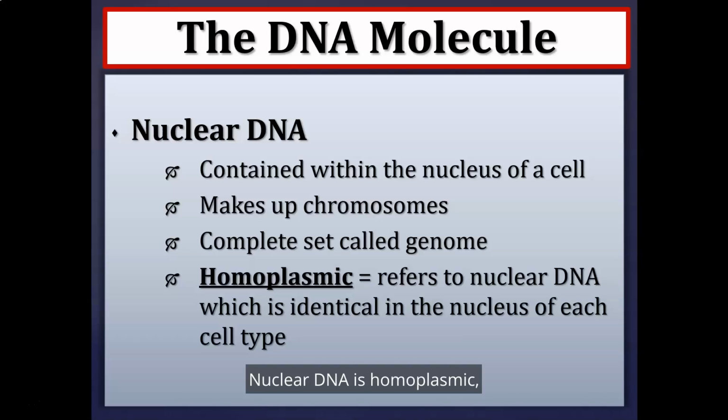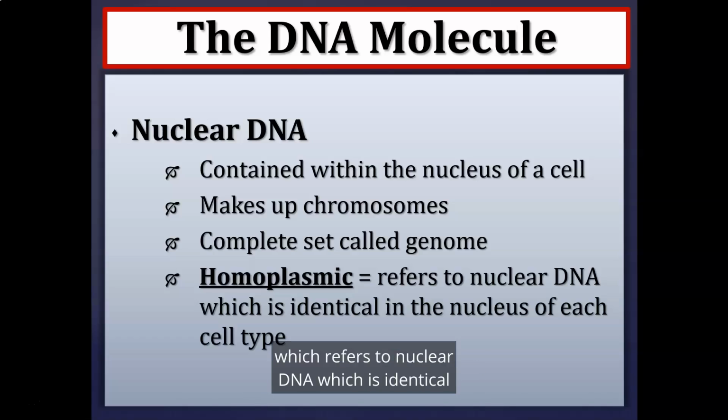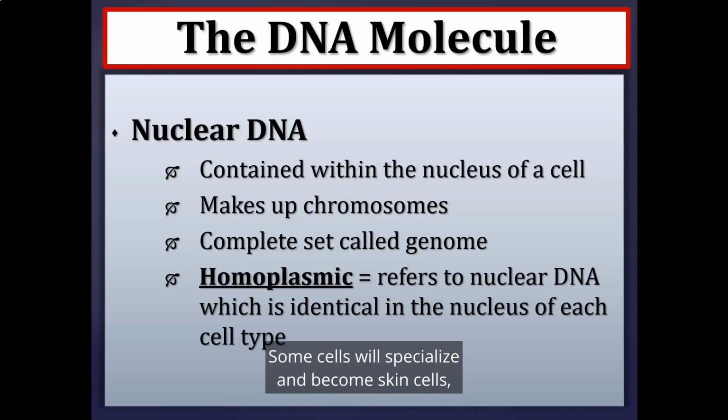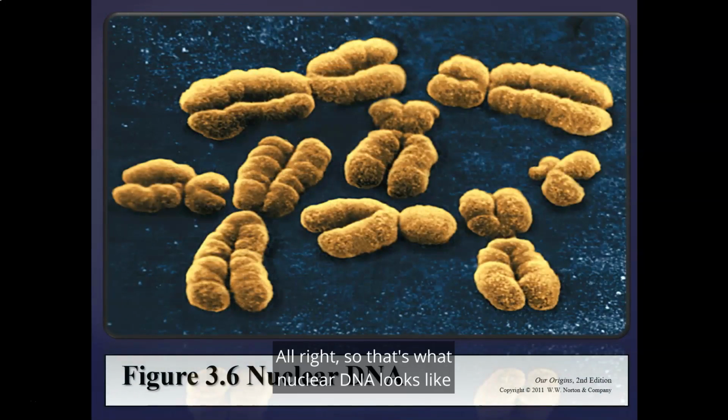Nuclear DNA is homoplasmic, which refers to nuclear DNA being identical in the nucleus of each cell type. But of course, cells will differentiate. Some cells will specialize to become skin cells, some become organ cells, some become blood cells. You guys get the picture. All right, so that's what nuclear DNA looks like underneath a microscope.